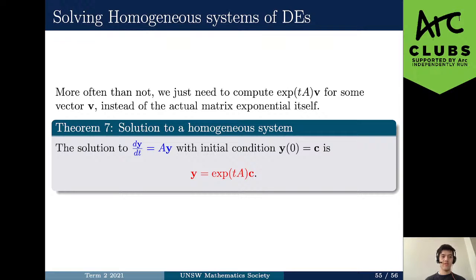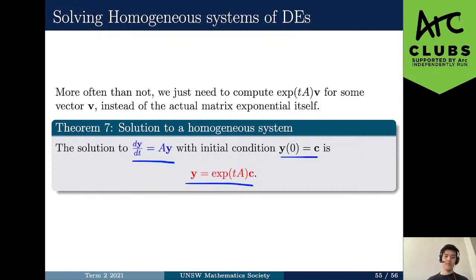So the application is to solving homogeneous systems of differential equations. Let's say we have this differential equation. It turns out that the solution is equal to this. This should make sense because if you differentiate it here, we know that when we differentiate the exponential matrix, we just get A times the exponential of tA. And to see here, it's just so that it satisfies the initial condition.